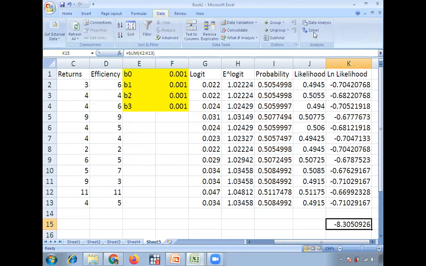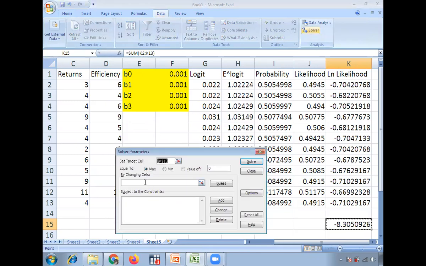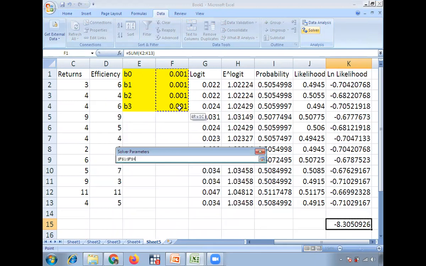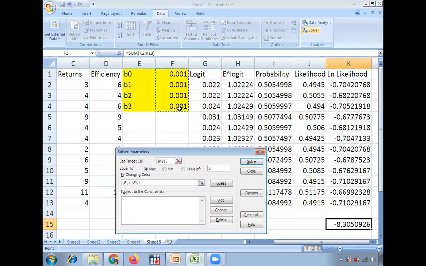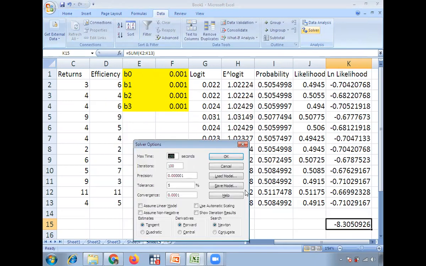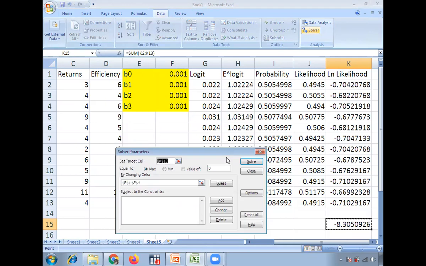Then Data, go for Solver. Then the target cell is what? Perfect, the target cell is correct. Excel has automatically selected it. Now for the changing cells, we have to select all these coefficient cells. Now there is nothing more for you to do. If you go to Options, you don't have to check anything. That's it. There is no need to add any constraints.